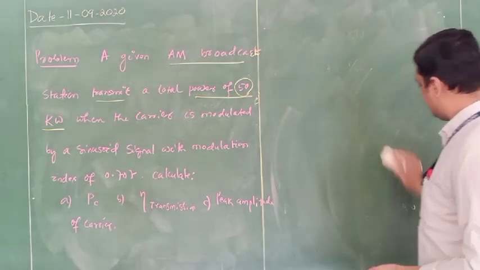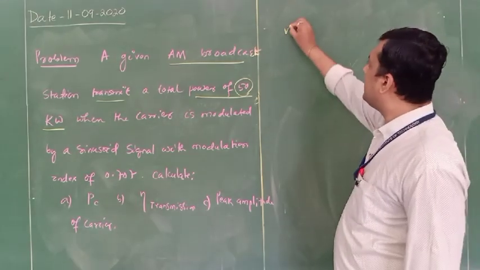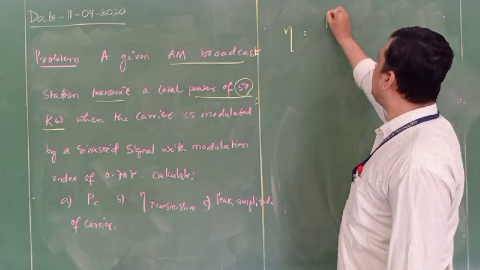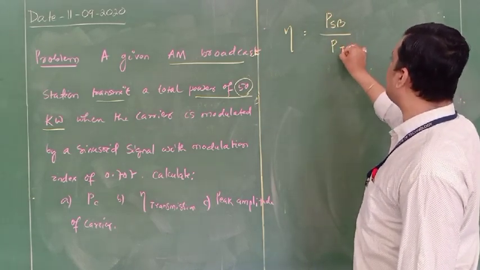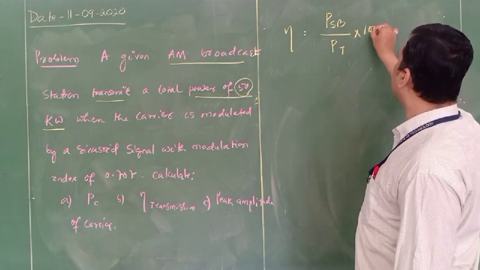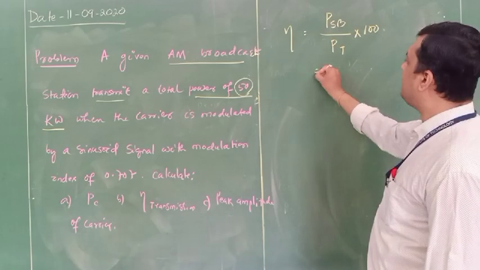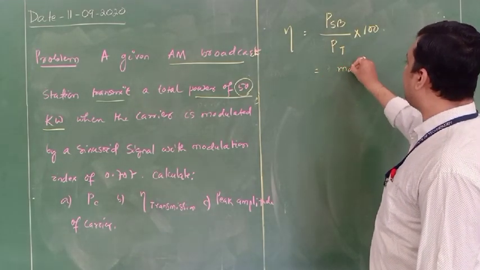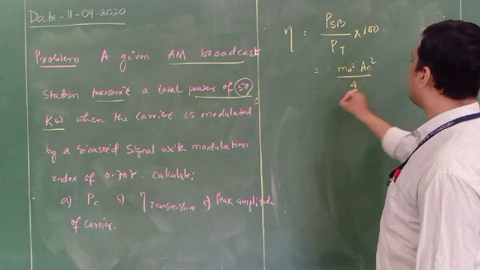Okay, that we will see. As we know, efficiency of transmission is sideband power divided by transmitted power into 100. Now what is sideband power? What we have written? It is Ma square Ac square divided by 4.